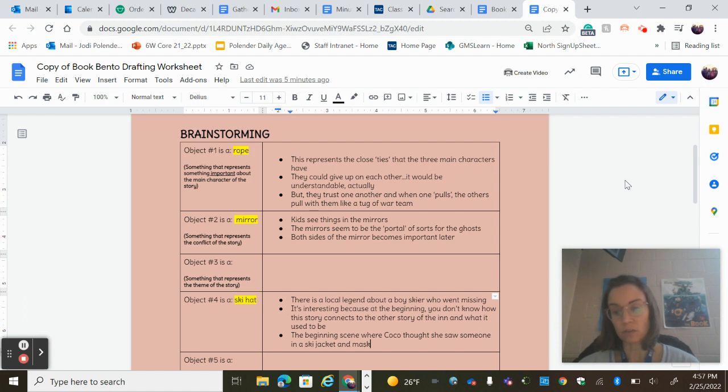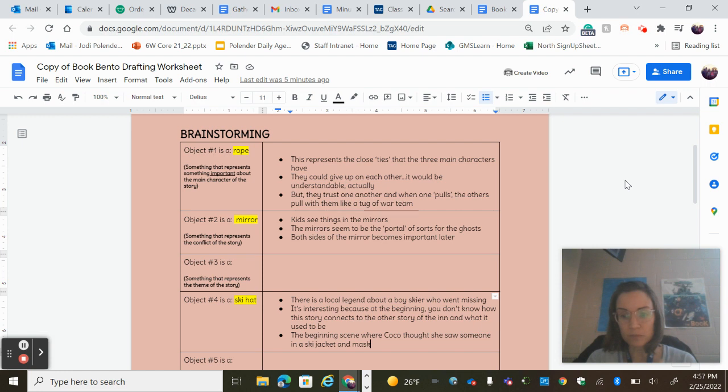There's this legend that you hear about really early on about a skier who went missing in this mountain that they went to. It's interesting because you really don't know why that's important through a lot of the story. You kind of understand it toward the end. But in the beginning, in the first chapter or 2, Coco, one of the main characters, thought she saw someone wearing a ski jacket and a ski hat or something. That really brings a lot of things together at the end. And then, okay, I'm going to stop because I lost my train of thought.